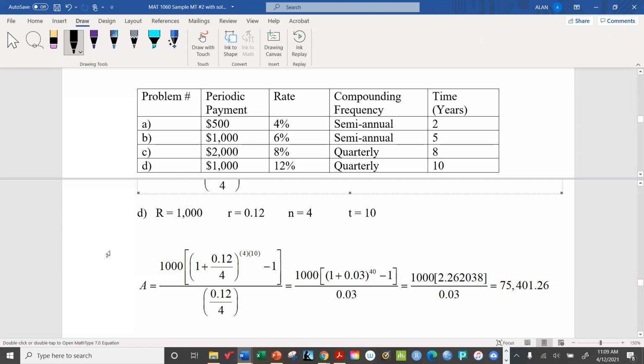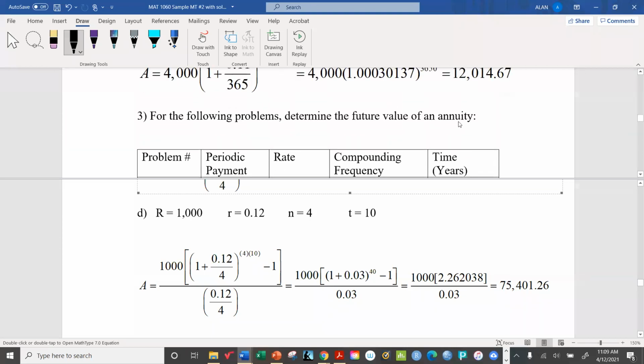Okay, so they're all done the same way. It's just a question of being careful. And of course, also making sure you use the right formula. Okay, you have to be aware and pay attention to the fact that this says periodic payment. It also says the words annuity. So make sure you're using the right formula. If you get that wrong, of course, the whole thing is wrong. You can't get the right answer if you're not using the right formula.